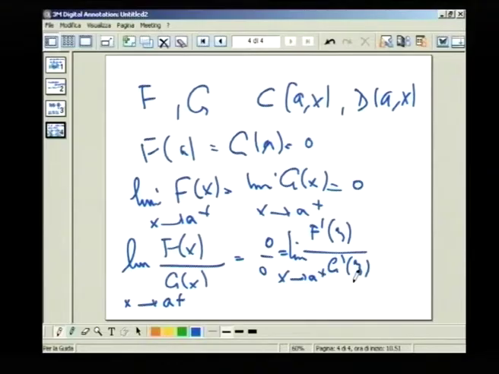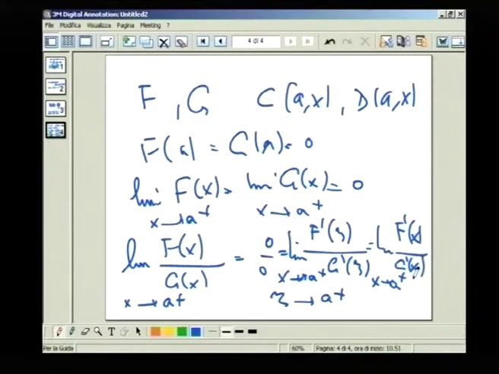But then, since zeta belongs to the interval from a to x, when x tends to a plus, zeta also tends to a plus. So what you have here now is the limit of f dash of zeta by g dash of zeta when zeta tends to a plus, as if you were writing the limit when x tends to a plus of f dash of x divided by g dash of x.